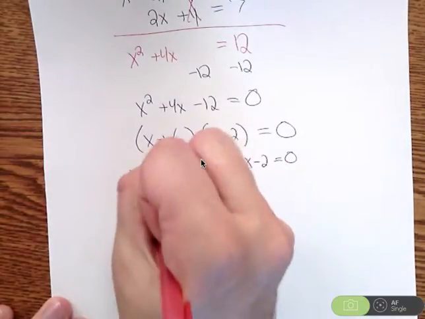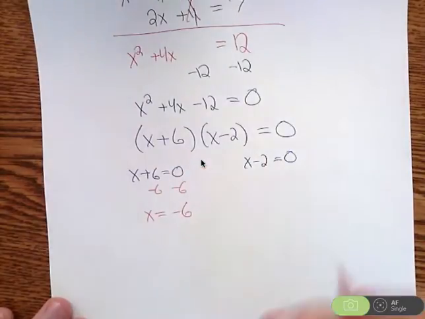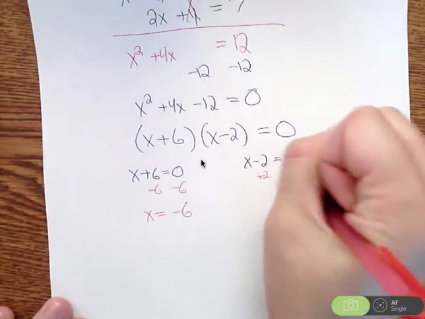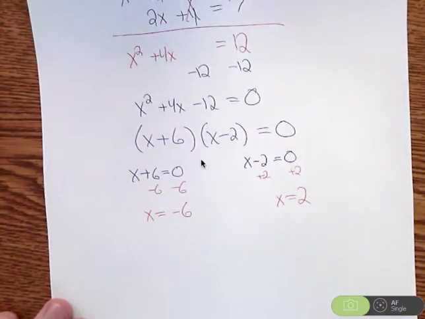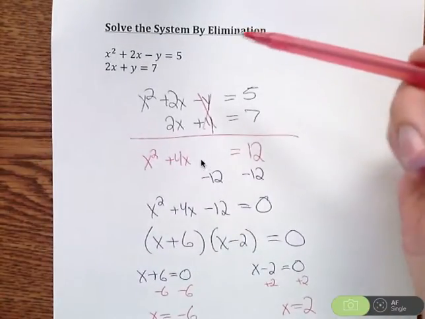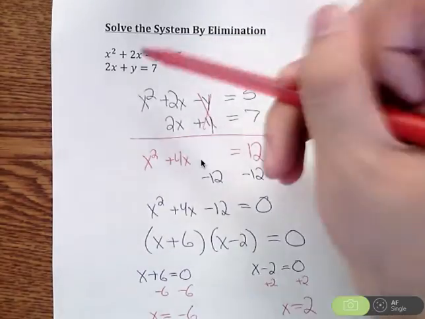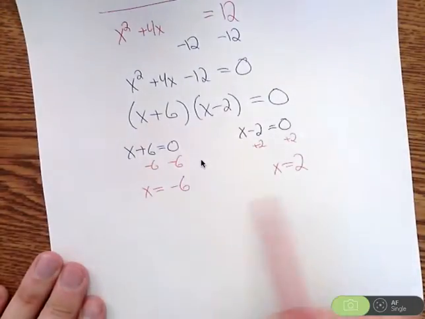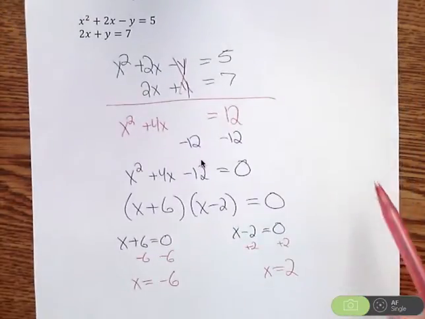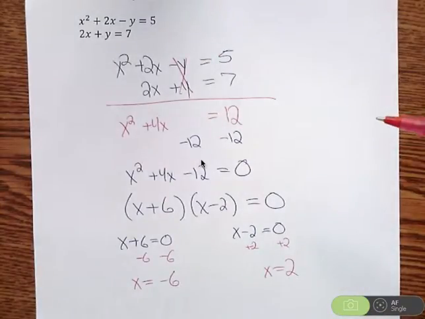Solving each of these, you subtract 6, we get x equals negative 6. And over here, we get x equals 2. Now when you're solving a system, notice the original equation has both x's and y's. So we need to solve for both of them. Since I know x is negative 6 and x is 2, I need to take those values and plug them back into one of my original equations to solve for y.